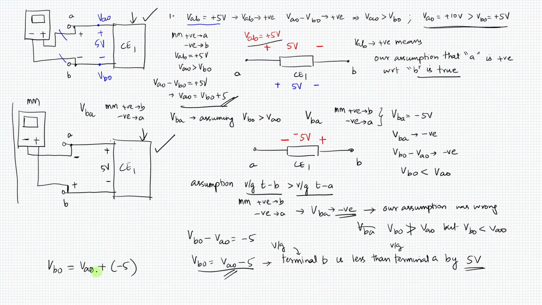I can also tell it like this: VB0 is positive with respect to VA0 by minus 5 volt. This is also a correct way of representing. I am telling terminal B is less than terminal A by 5 volt, or I am telling that terminal B is greater than terminal A by minus 5 volt. Okay, so ultimately it is going to get subtracted. So all these are different ways of understanding the circuit. So let us make one important conclusion here.